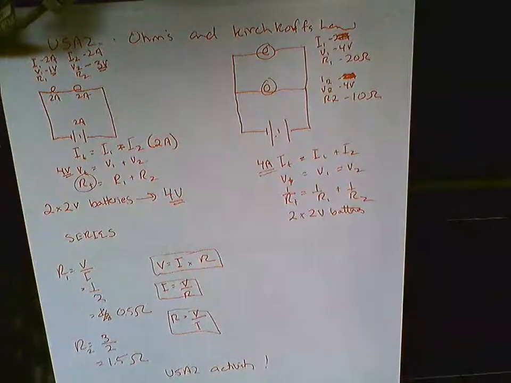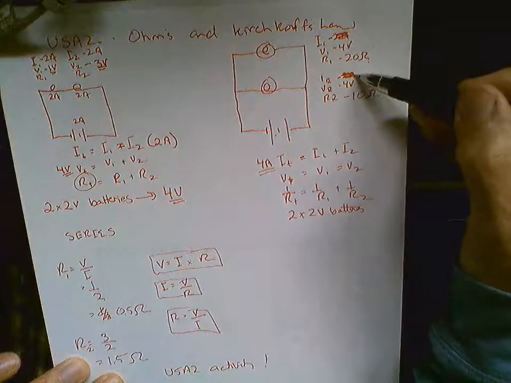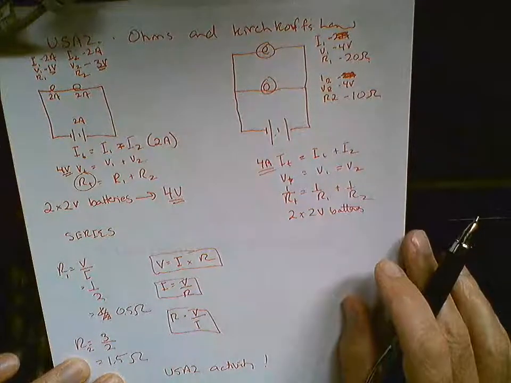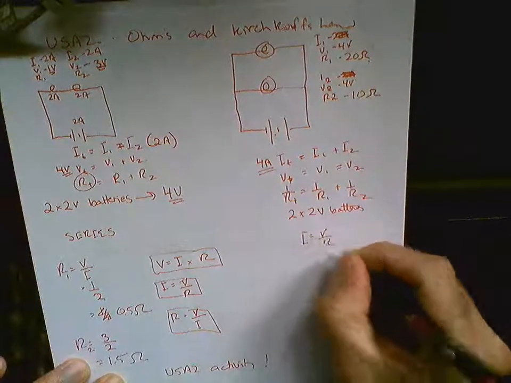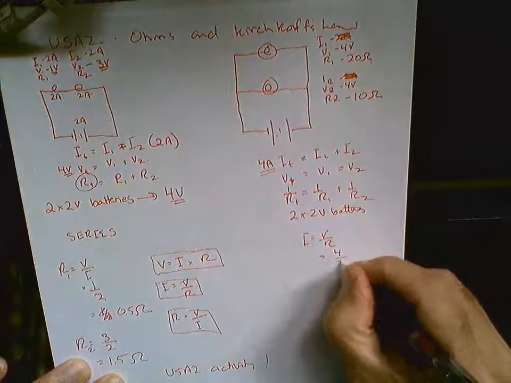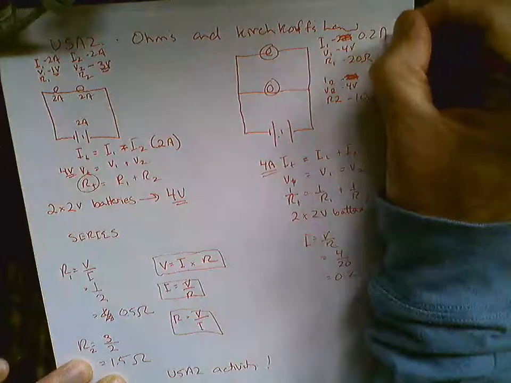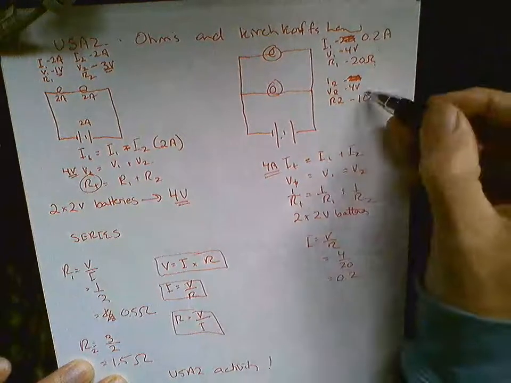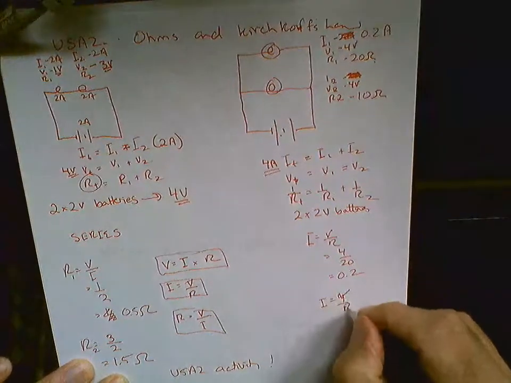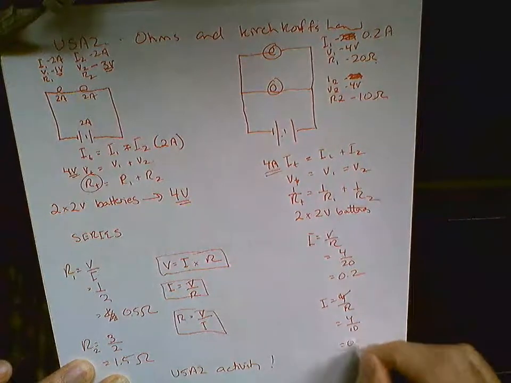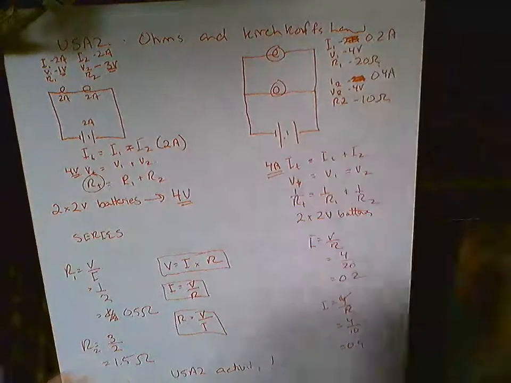Let's use our calculations. Let's say we know we've got a 4 volt system with a 20 ohm resistor and a 4 volt system with a 10 ohm resistor. We can use the formula I equals V over R. So that would be 4 over 20, which would be 0.2 amps. Or for this one, we could use I equals V over R, which is 4 over 10, which is a 0.4 amp system. So this would be 0.4 amps.